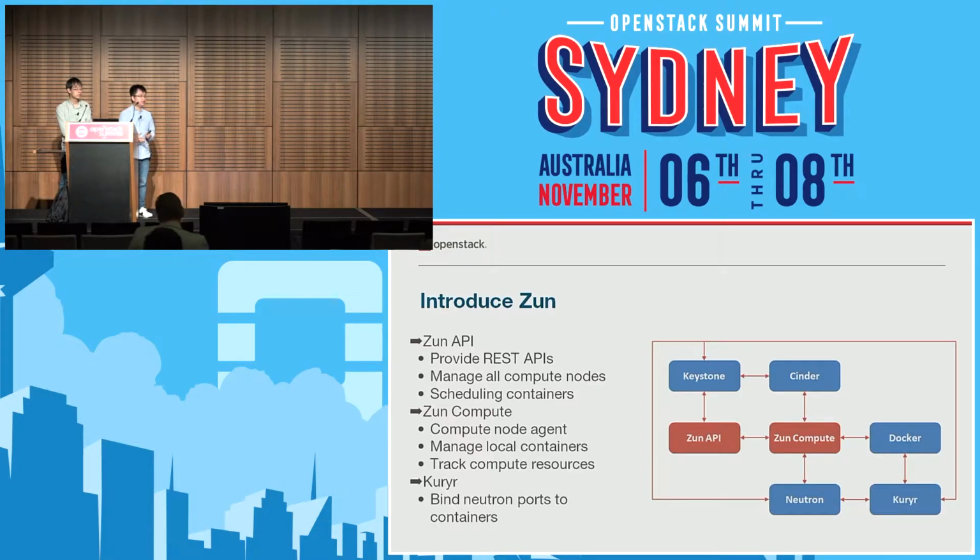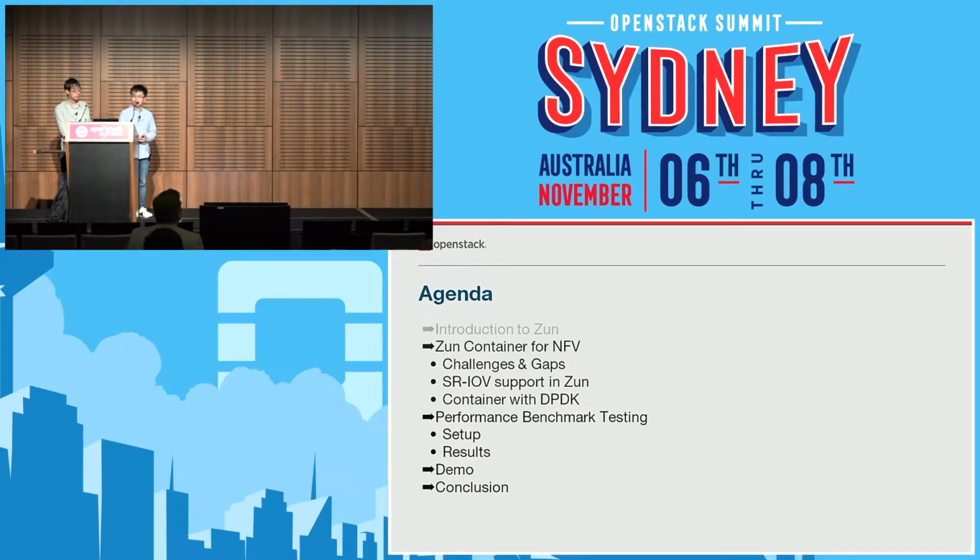And in Zun, we specify Kuryr as the network driver for Docker. So Docker relies on Kuryr to set up the network of the containers, and Kuryr will use Neutron for the networks. And this is a brief introduction of the Zun project. So now I'm going to do a deep dive into Zun's support of the NFV use case.